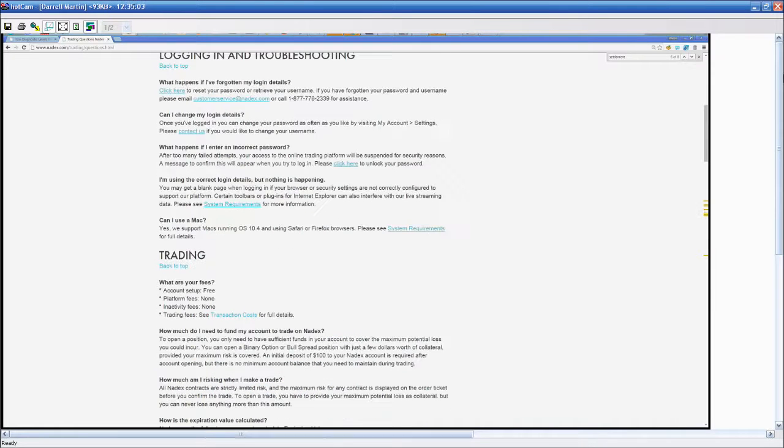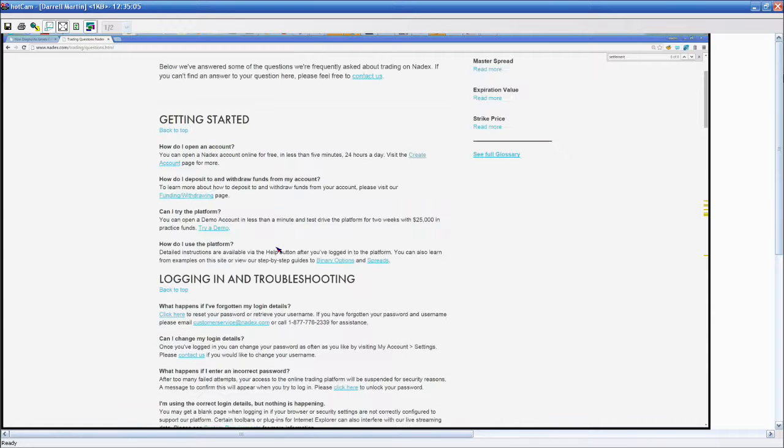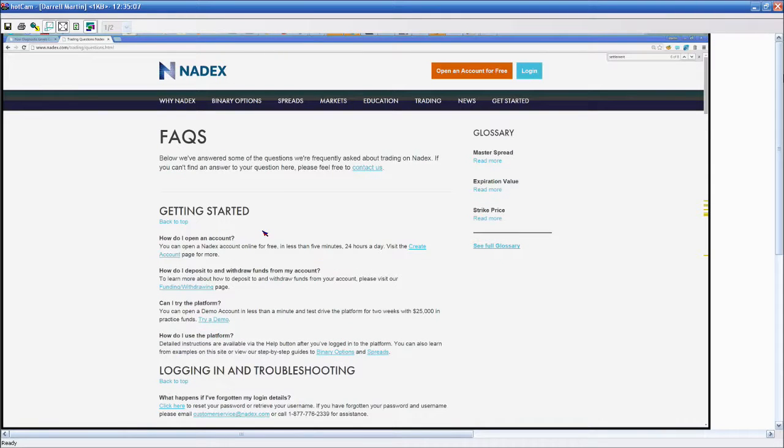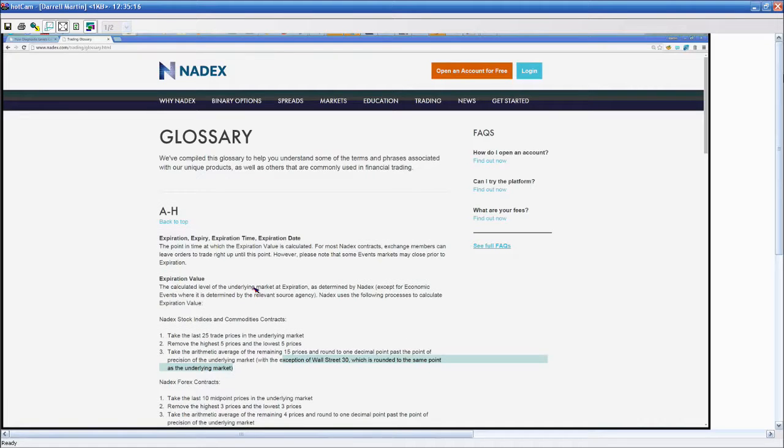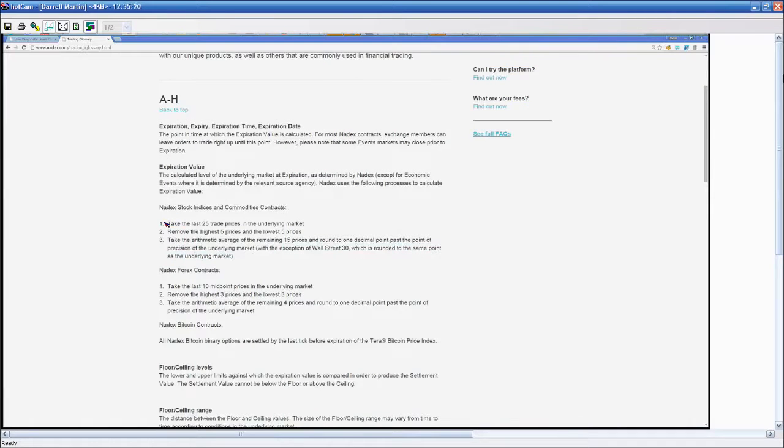Okay. All right. The summary of settlement is. Oh, and here we go. Expiration value. We'll have that. Expiration value. So over here on the Nadex glossary, on stock indices and on commodities. Okay, so not Forex pairs, but everything else. Well, everything but Bitcoin and Forex pairs.